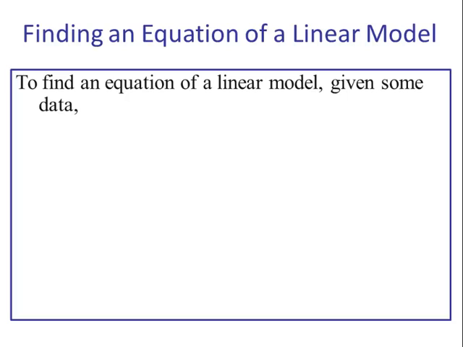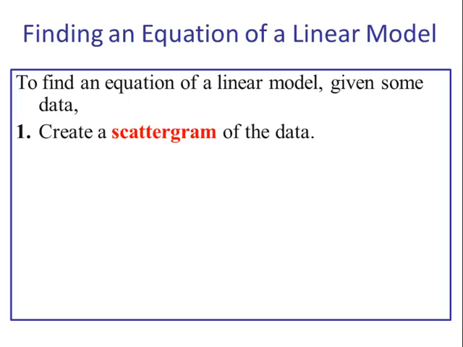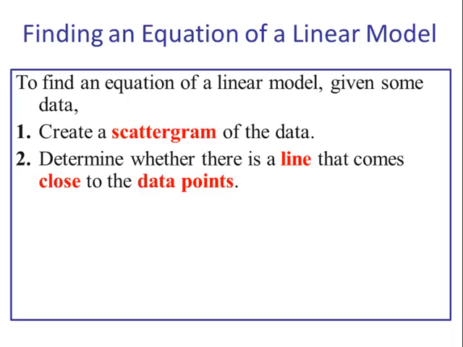To find the equation of a linear model, given some data, number 1, create a scattergram, sometimes known as a scatter plot of the data. Number 2, determine whether there is a line that comes close to the data points. In other words, we want to see, does the data suggest a linear pattern?